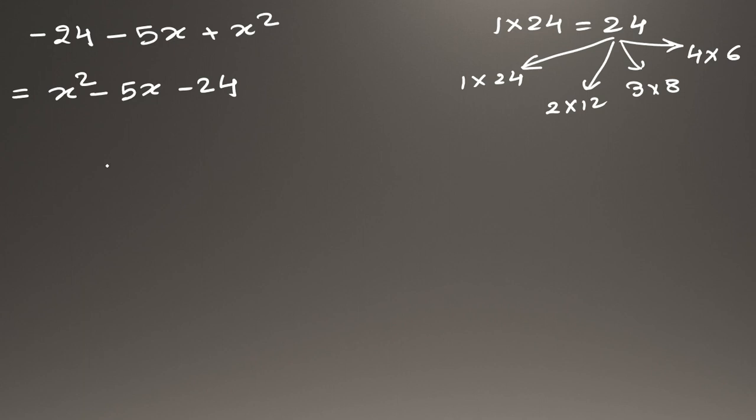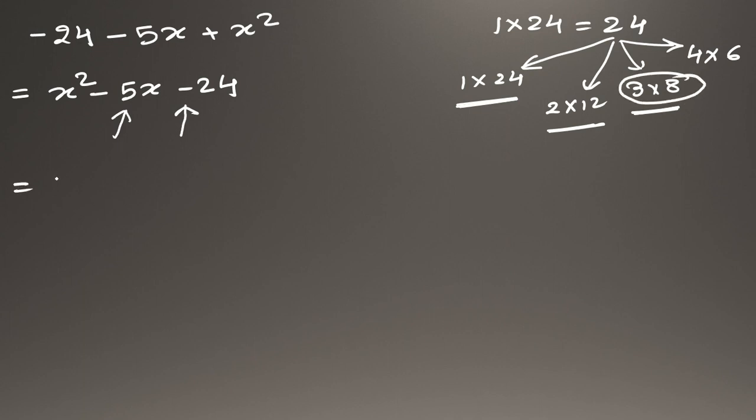Okay. So what we are going to see now, after writing all these pairs of factors, is that the constant term is negative. So we will choose that pair in which the subtraction of the numbers is equal to the middle number. And what is the middle number here? 5. So if we choose the first pair, 24 minus 1, will it be 5? No. 12 minus 2, will it be 5? No. 8 minus 3, will it be 5? Yes. So we will choose this pair.